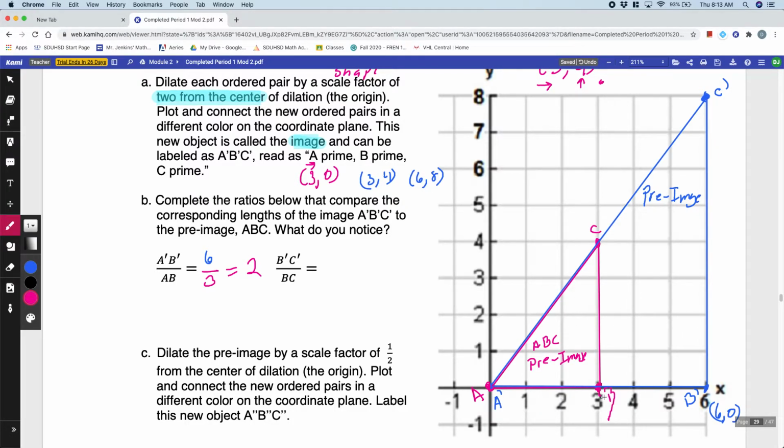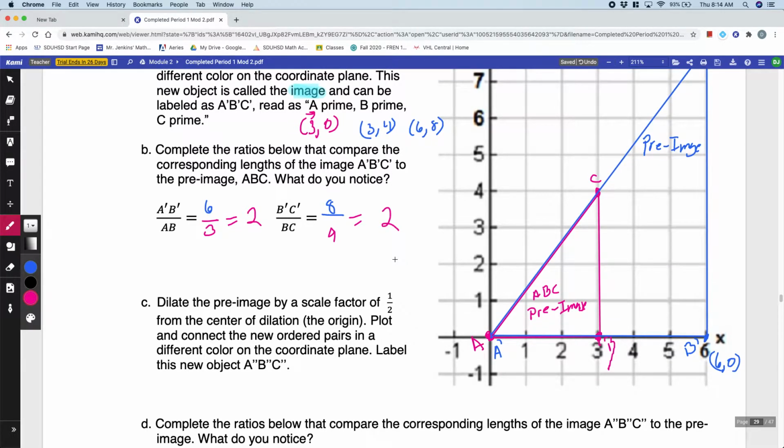Now if we look at B prime, C prime, that is in blue. I started down here and I went up 1, 2, 3, 4, 5, 6, 7, 8 spots. And over here on the pink one, I just go up 1, 2, 3, 4. And the scale factor there is 2. So that's how you could double check the scale factor. You take the side length of your new image, and you divide it by the side length of the pre-image.